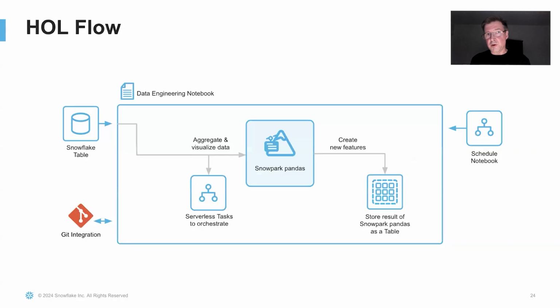So with that introduction to the various parts we're going to have, we're going to go a little bit more into the hands-on lab we're going to do together. The flow of the hands-on lab is we're going to use existing Snowflake data. We're going to create a notebook or run a notebook where we're going to use Snowpark Pandas for aggregation and visualization of data. We're going to create new features, and we're going to save the result of that in a table in Snowflake. Then we're going to create the serverless task to schedule the running of this pipeline.